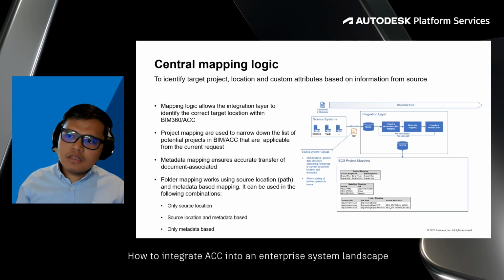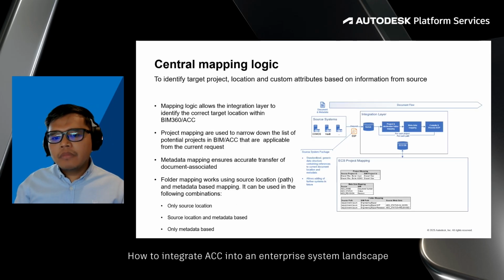The next topic is about the central mapping logic. We consider this the heart of our integration layer. Here, we make sure that the documents and metadata submitted are mapped and will flow to the correct target location in ACC. Based on the source system payload received, the mapping logic will start narrowing down the list of potential projects in the target destination applicable based on the payload passed. And then the mapping logic will start to match the folder information or the source path.